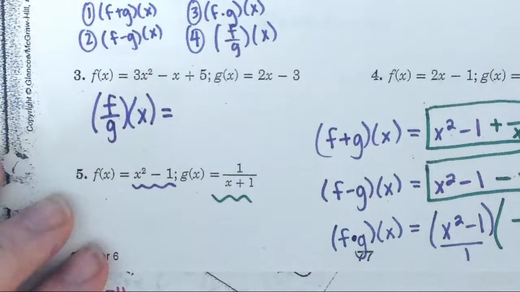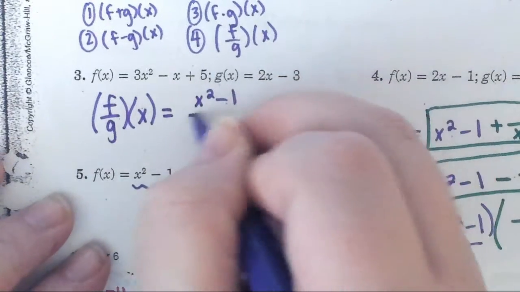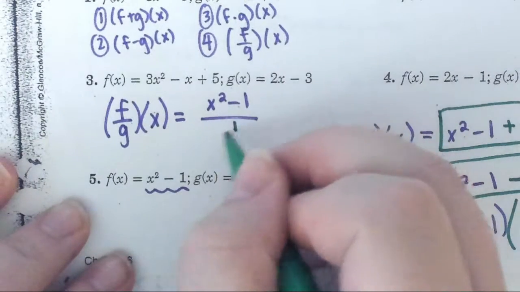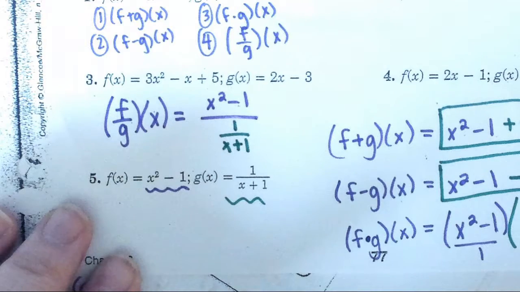Okay, so f divided by g. So f is x squared minus 1 divided by g, which is 1 over x plus 1. And, oh, Lord, we have a fraction within a fraction.